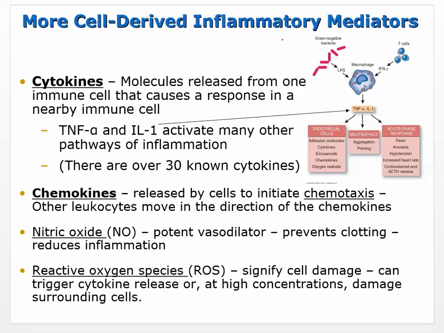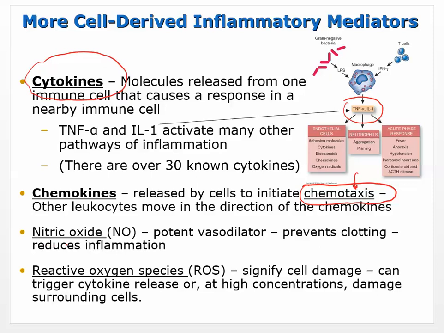All right, so more cell-derived inflammatory mediators: cytokines, molecules released from one immune cell that cause a response in another. TNF-alpha, interleukin-1, activate many other pathways of inflammation. There are over 30 known cytokines. We don't have to know them all, but be familiar with these. Maybe C-reactive peptide, which I think we'll talk about. But chemokines are released by cells to initiate chemotaxis. This trips people up on exams, so keep that straight because we've got cytokines, chemokines, chemotaxis. I know a lot of words are kind of similar, but if you break them down, taxi, movement.